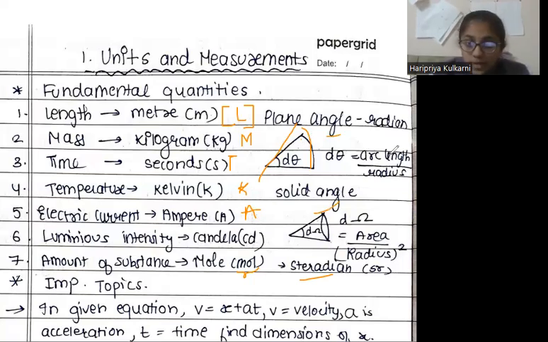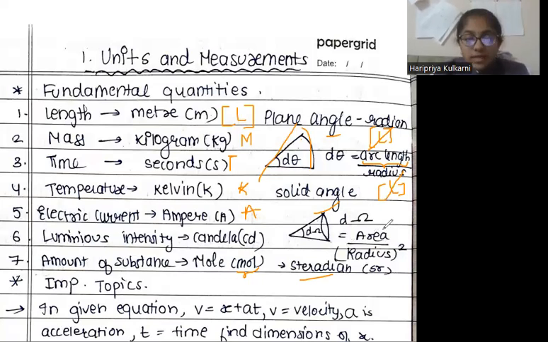Why don't they have them? Let's look into their formulas. So what is d theta? It is arc length by radius. Again, arc length is a fundamental quantity, having the dimensional formula L, right? Radius is again a measure of something in terms of length, again L. So this L will just get cut off. So the remaining is L to the power 0, right? So it doesn't have any dimensional formula, plane angle as well as solid angle.